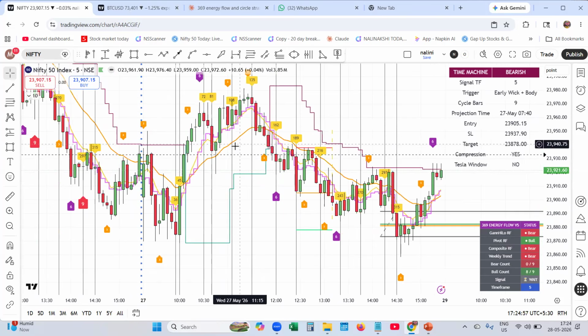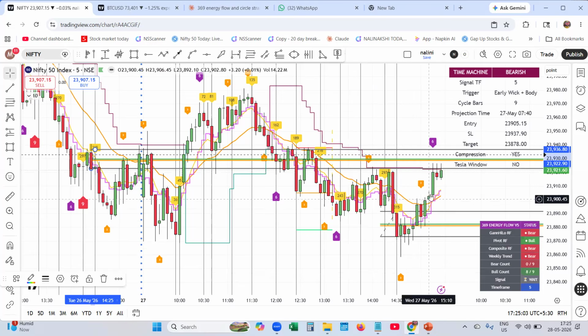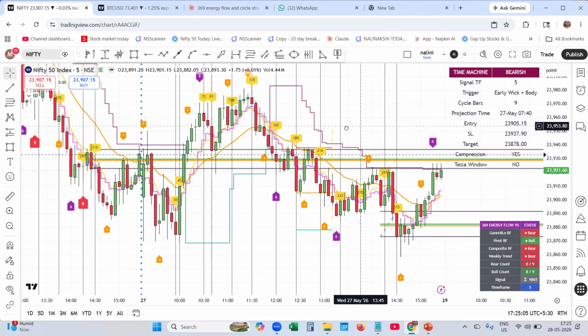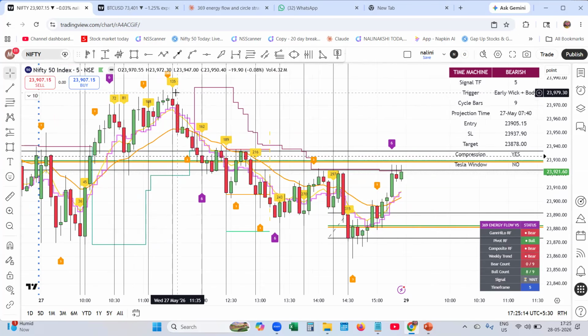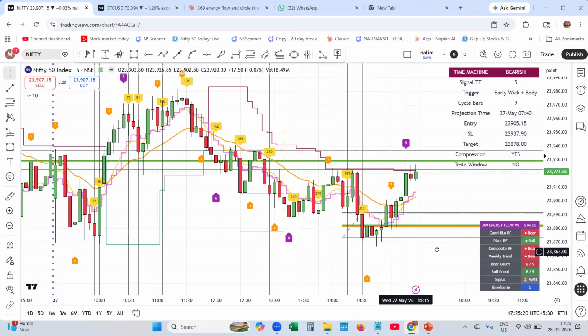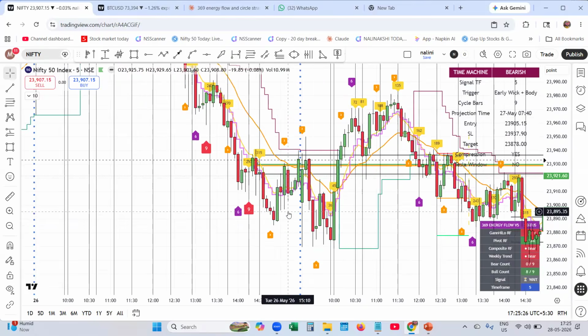But you can see it closed near the previous day 3:15 slot. It could not cross that. From there, the market was down. Market fell below this, and this is not a 135 time slot expansion. It is a clear sell. It was a clear sell. So you get to know whether to be in the BTST trade or not to be.